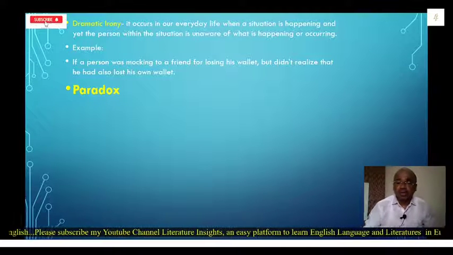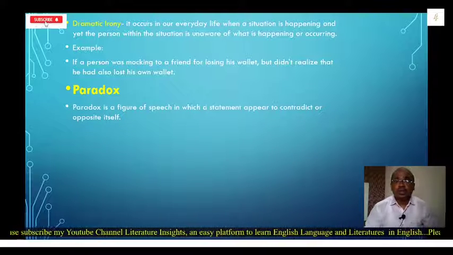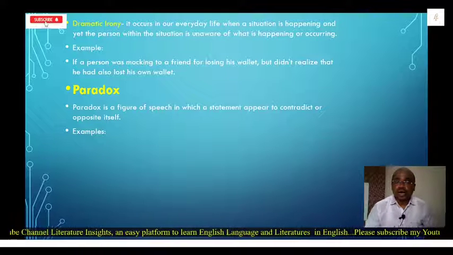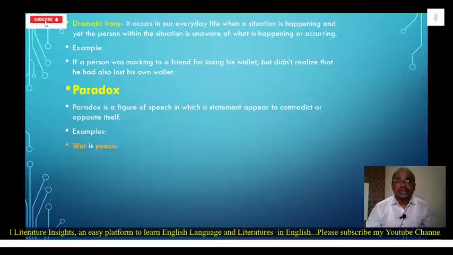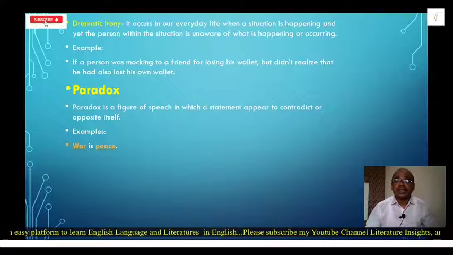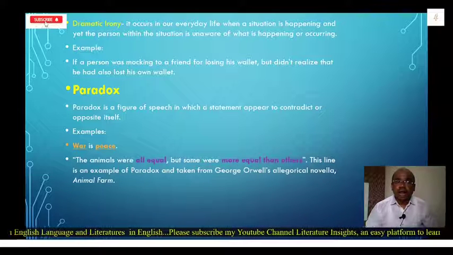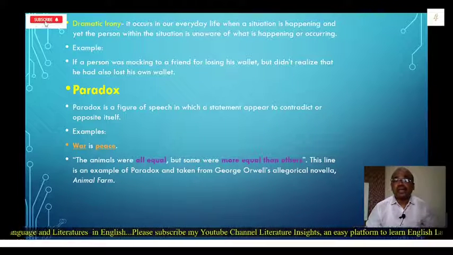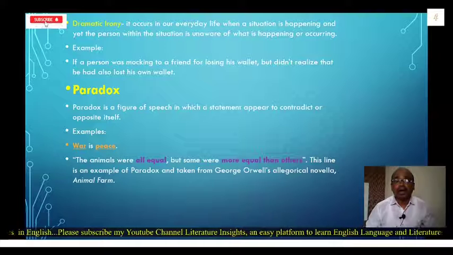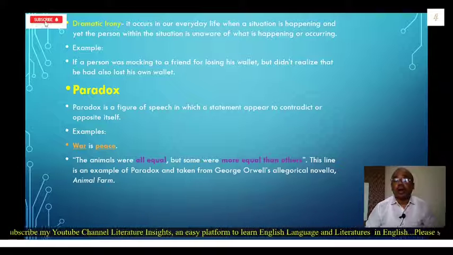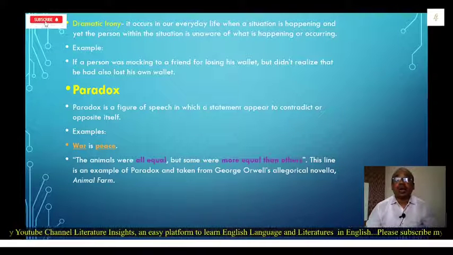Then paradox, another figure of speech. Paradox is a figure of speech in which a statement appears to contradict or oppose itself. So here are examples of paradox. War is peace. So in this sentence we can find war and peace contradict or are opposite to each other. The animals were all equal, but some were more equal than others. This line is an example of paradox, taken from George Orwell's allegorical novella Animal Farm. So in this sentence we can find that all equal and more equal than others contradict or oppose each other.